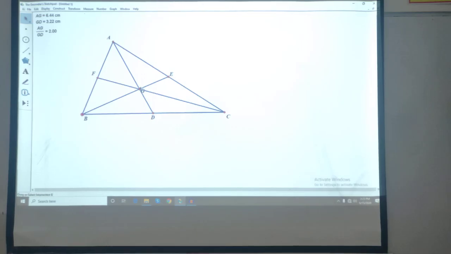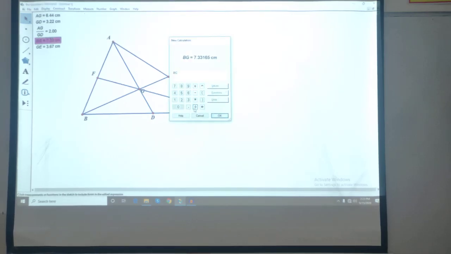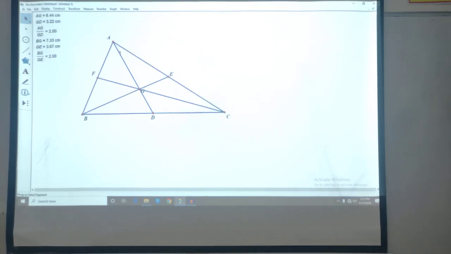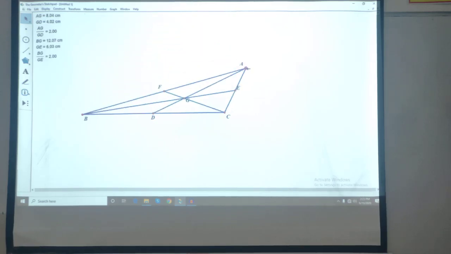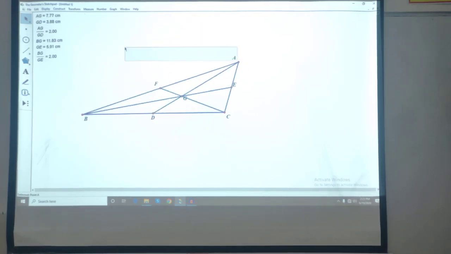Similarly, if I measure the length BG, it comes out to be 7.33 centimeter. GE comes out to be 3.67 centimeter. If I calculate BG, basically 7.33 centimeter divided by GE, it comes out to be 2:1. If you want to drag, you can drag anywhere, and you can verify that the ratio always comes out to be the same.